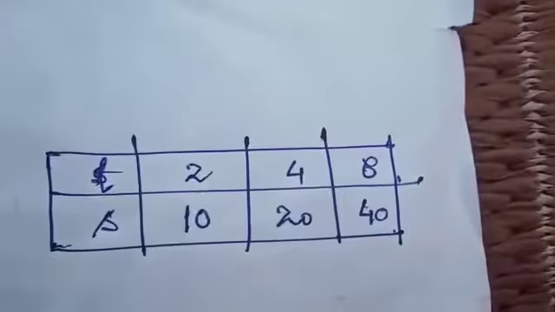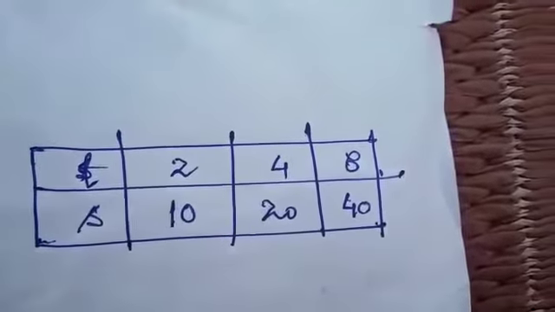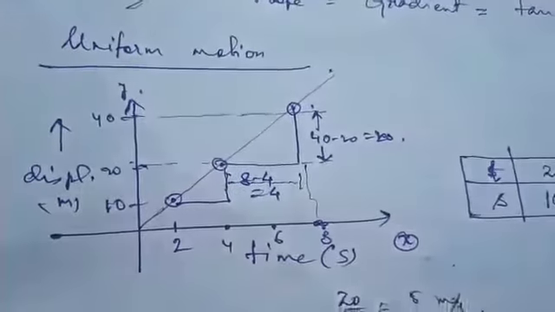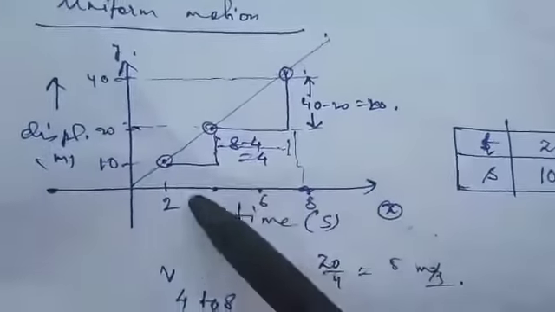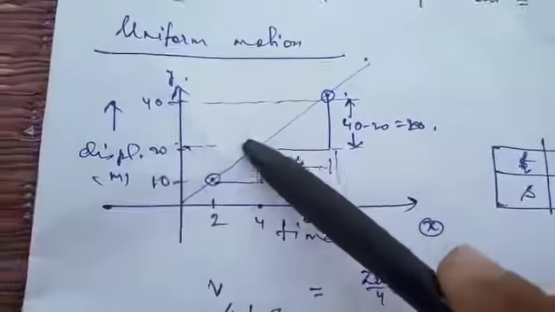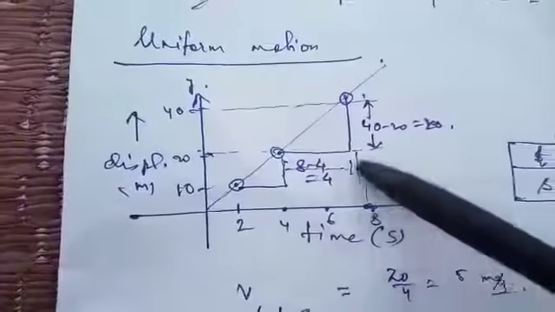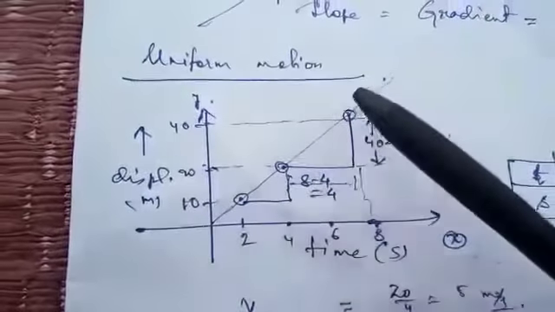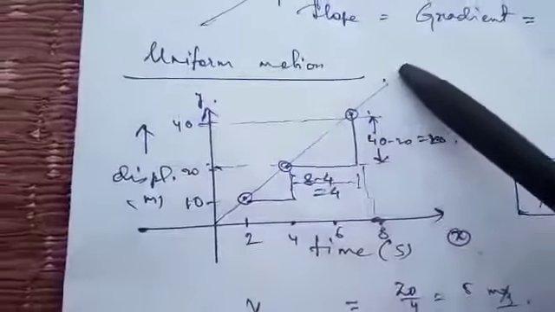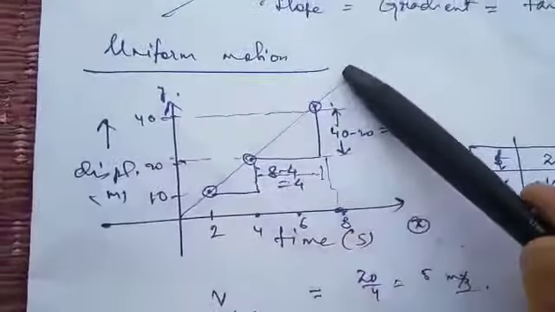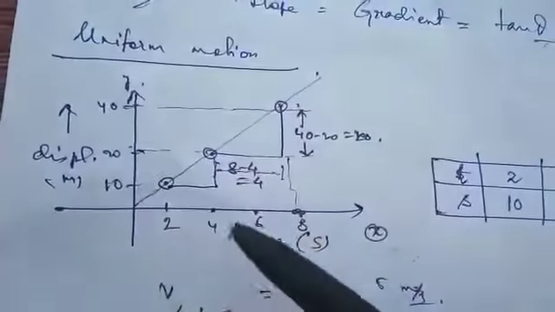So (2, 10), (4, 20), (8, 40) are the coordinates. So plot it. Now join these points with a straight line, and you will get a straight line. So this straight line represents the motion of a body in a displacement-time graph.